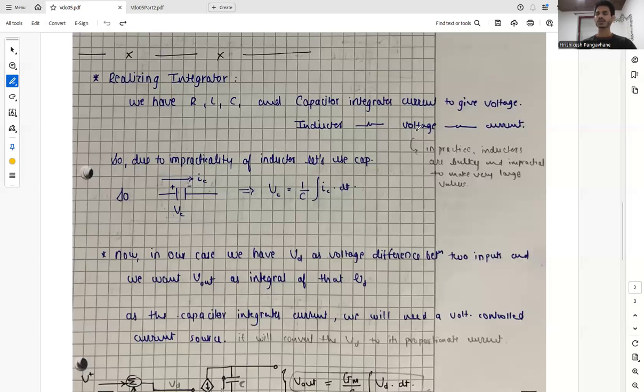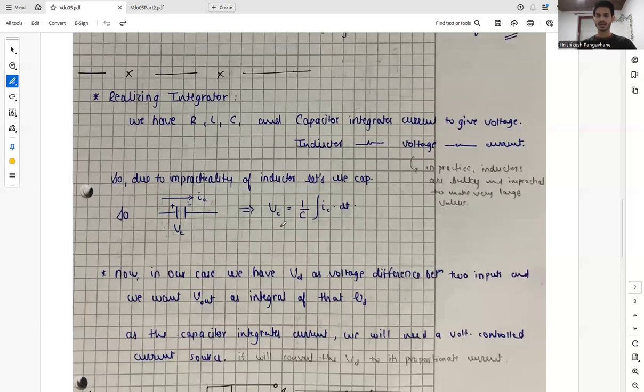While talking about a capacitor, when we apply current IC through it, we get output VC, which is nothing but 1/C times the integral of IC dt. Now in our case, we need the difference between two terminals, which is basically an input voltage, and we need that voltage to be integrated.